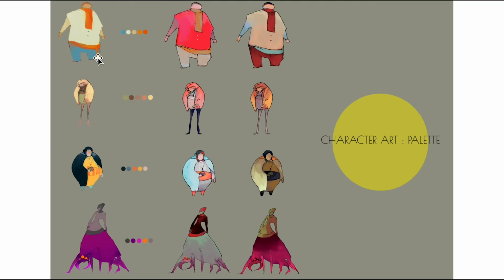So here's an example. This is our original character, but if we give him more red color, more saturated color, the character is more passionate. And if we give him a more desaturated color, dark gray color, this character is more like an aged character.